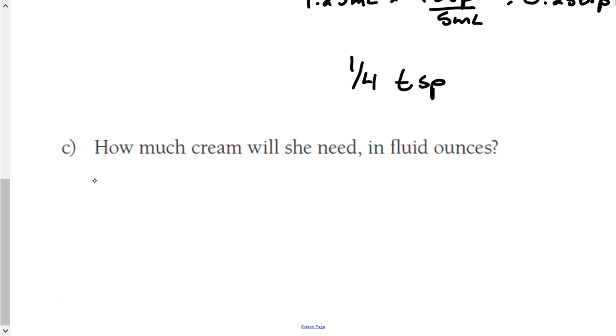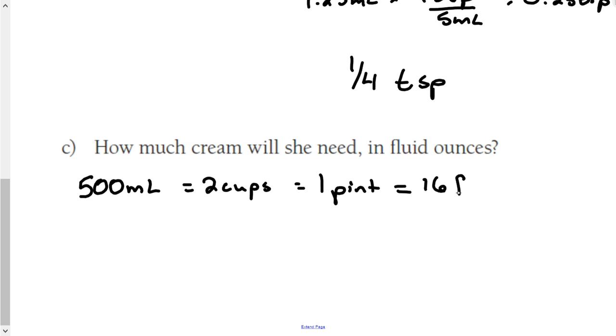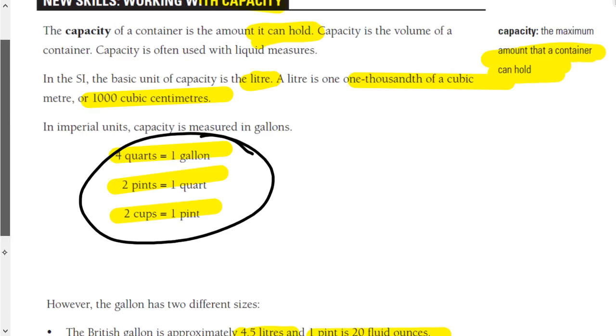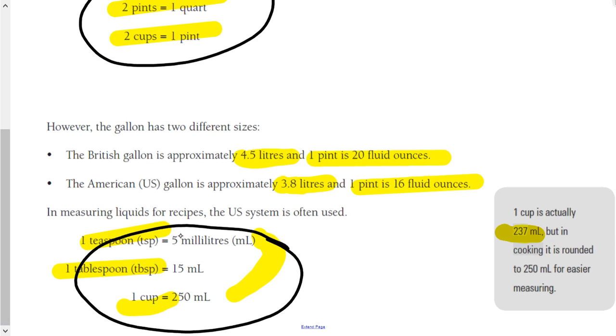Test. How much cream will she need in fluid ounces? So I have 500 milliliters, which is 2 cups. 2 cups is equal to 1 pint, and 1 pint is equal to 16 fluid ounces. And that was just looking back at this and this.